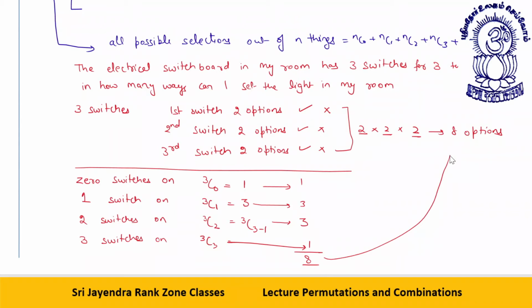So this is what I was saying. Selecting 0 out of 3 switches, selecting 1 out of 3 switches, selecting 2 out of 3 switches, selecting 3 out of 3 switches is 8, or this 8 is actually 2 raised to power 3. This is what I intend to explain to you. All the possible arrangements out of 3 switches is 3C0 plus 3C1 plus 3C2 plus 3C3, and this will add up to give you 8. And this is another way of showing this is 8. First switch you can put it on or off, second switch you can put it on or off, third switch you can put it on or off. This is 8 options.